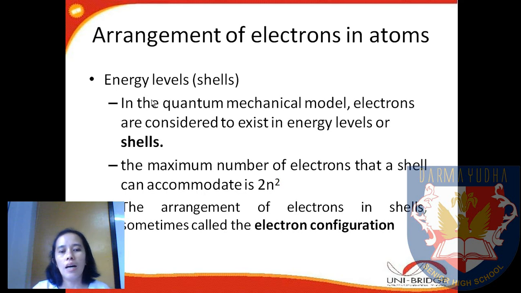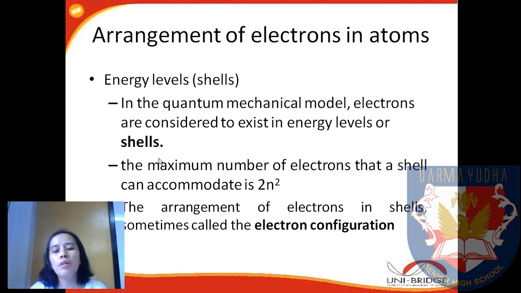Now, the atomic model that we usually use to explain the arrangement of electrons in an atom is usually a quantum mechanical model created by Bohr. In the quantum mechanical model, electrons exist in different energy levels. The energy levels are usually identified as shell K, shell L, shell M, or shell 1, shell 2, shell 3.